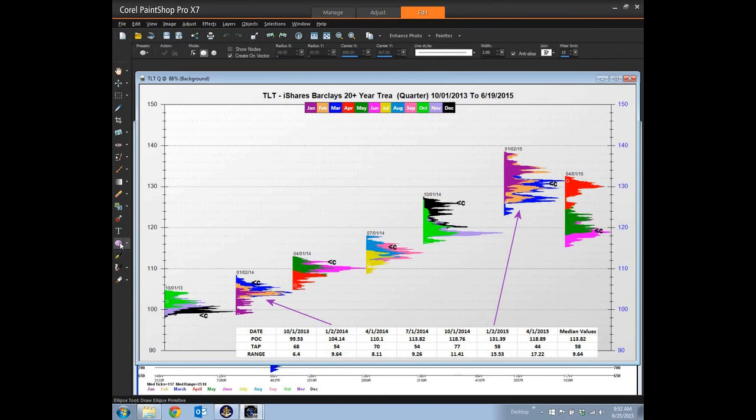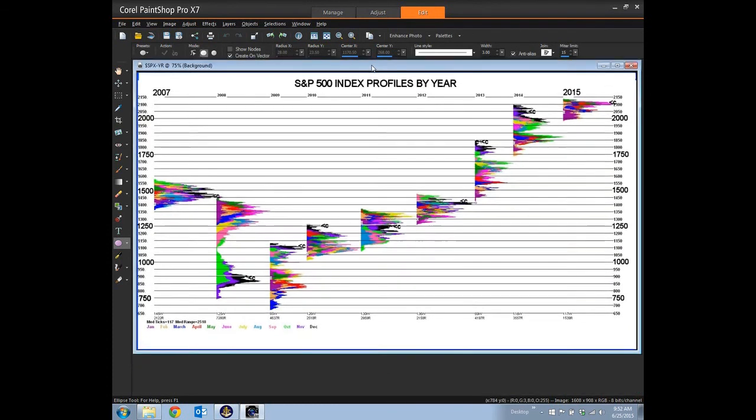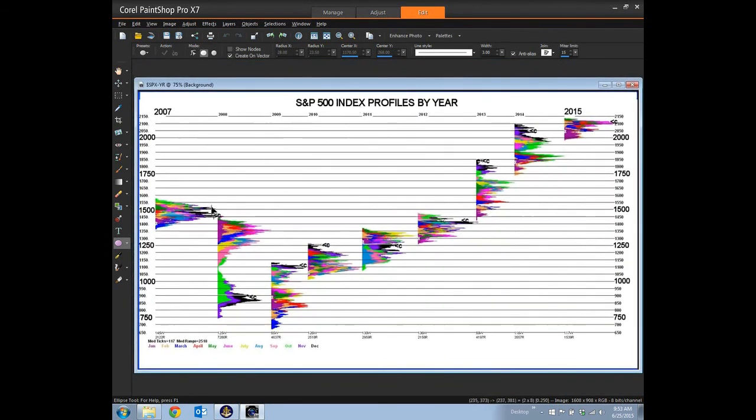And just for further proof, let's look at some quarterly charts here. We have the TLT, which is an interest rate ETF, and you can see that lows for entire quarters were made off of previous quarters' high volume prices here for quite a while. And then again here you see it was a high for an entire quarter. And let's take a look at one more chart, which is the S&Ps by year, and you can see even the yearly profiles give us support or resistance at high and low volume prices.